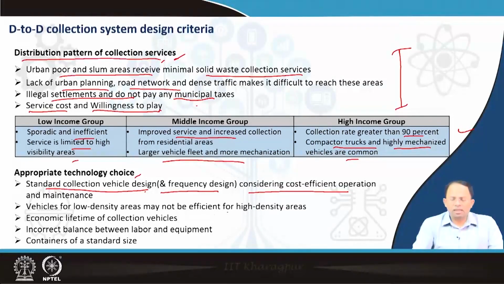You are using some vehicles in low density areas that are not suitable for high density areas, and the same vice versa. And then the economic lifetime of the collection vehicles, for how long we can utilize these vehicles, because there is a lot of abuse on these kinds of vehicles, so we have to replace them at certain intervals. Incorrect balance between labor and equipment.